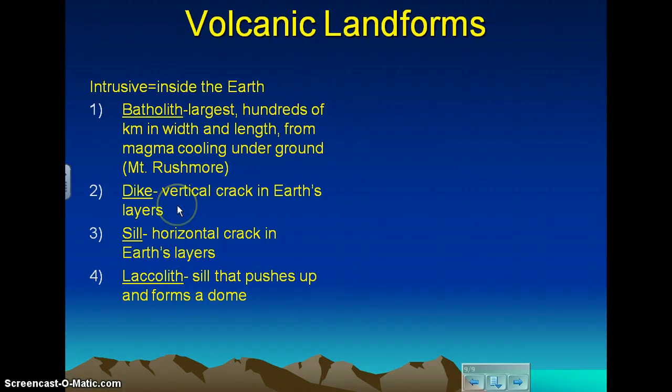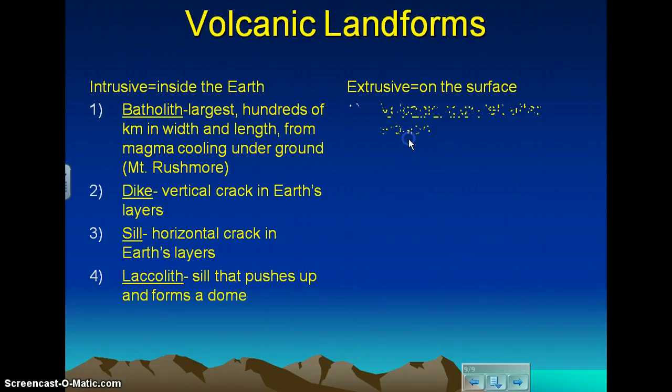A dike is a vertical crack in Earth's surface that fills with magma. A sill is a horizontal crack in the Earth's layers. And then a laccolith is a sill that pushes up and forms a dome. So there are some different features you would find inside the earth.